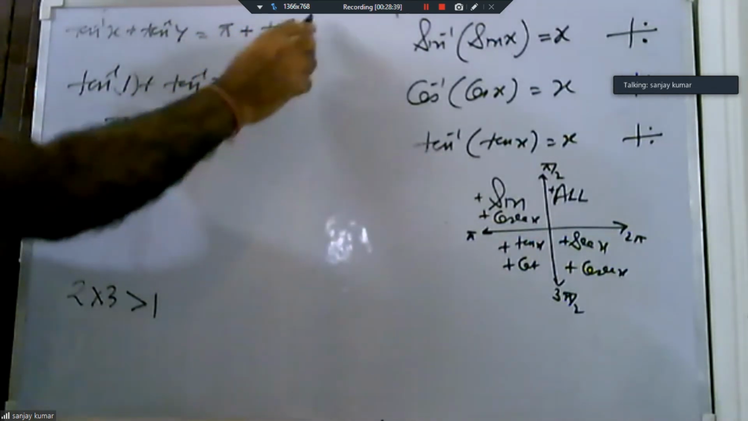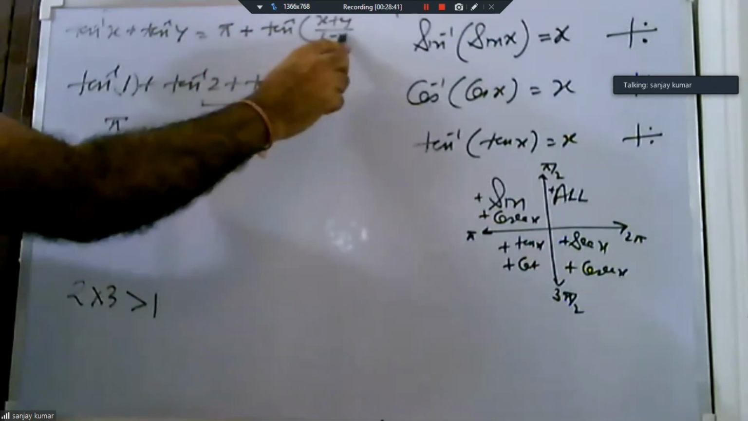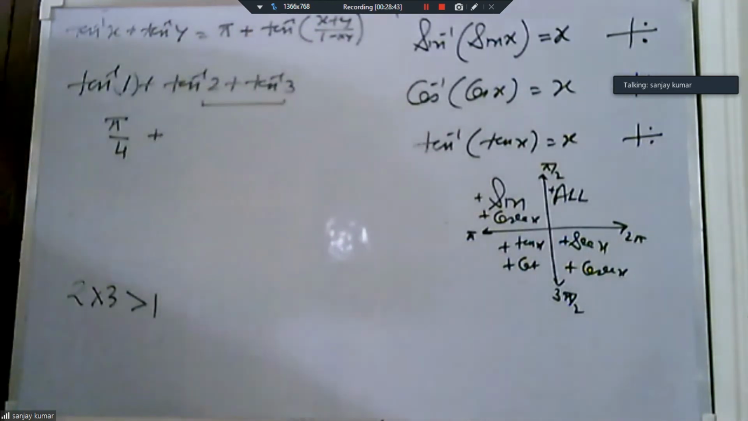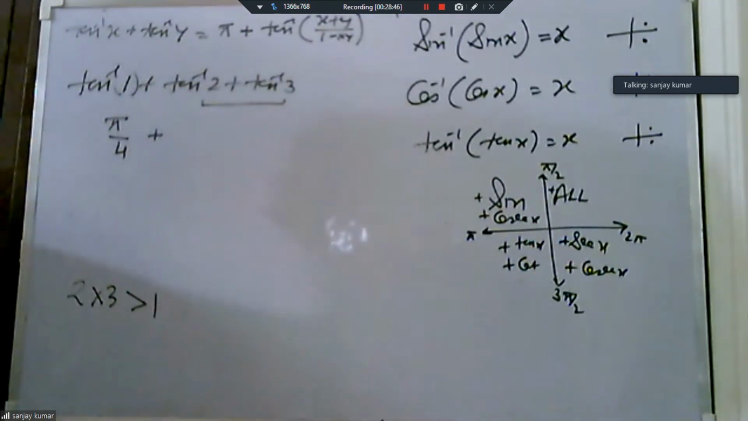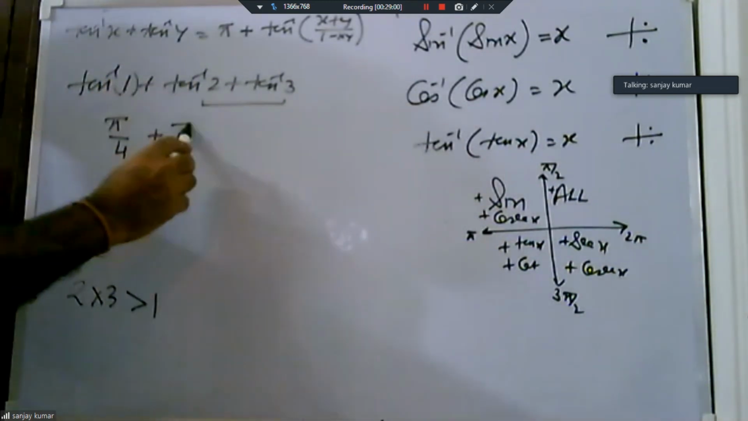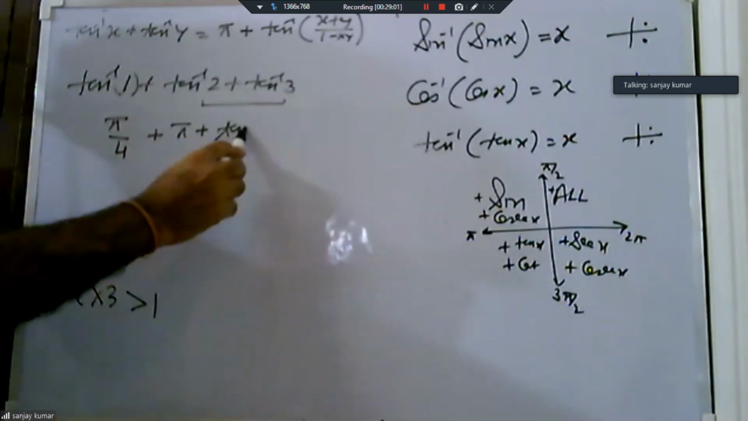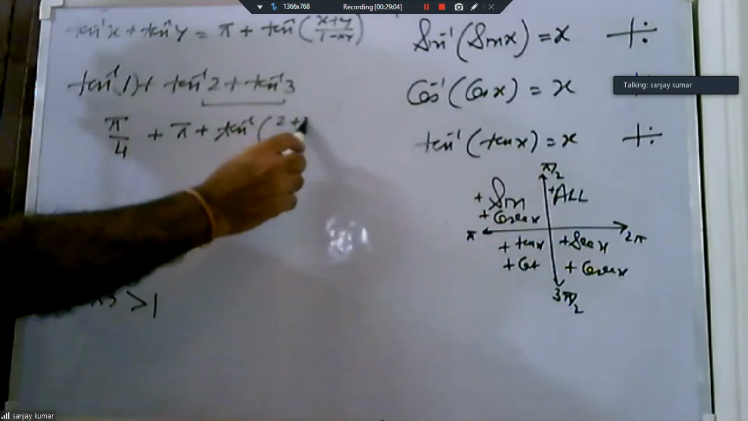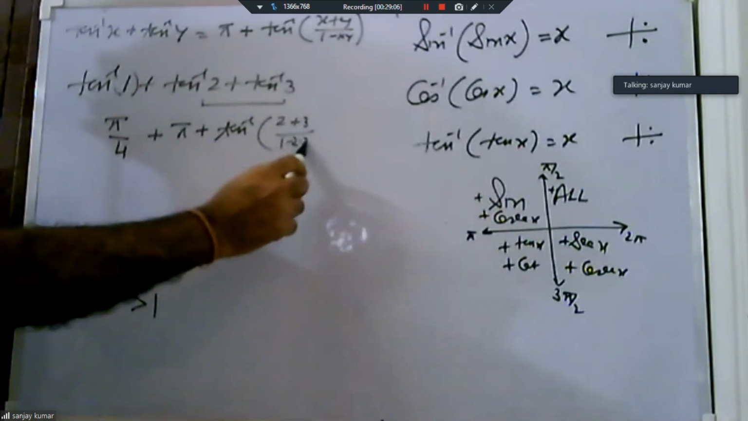Because if it is greater than 1, then the formula is changed. That is x plus y upon 1 minus xy. Then that time we use this formula, pi plus. Now we have greater than 1, 2 into 3 is 6, that is greater than 1. So we use this formula. That formula is pi plus tan inverse of 2 plus 3 upon 1 minus 2 into 3.